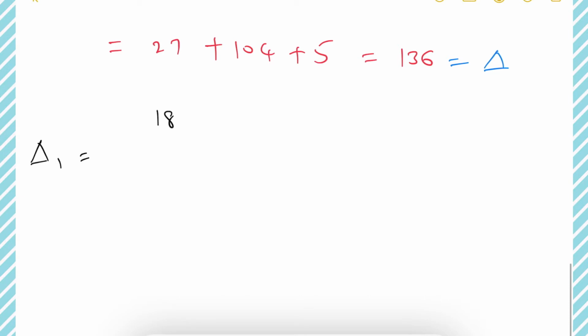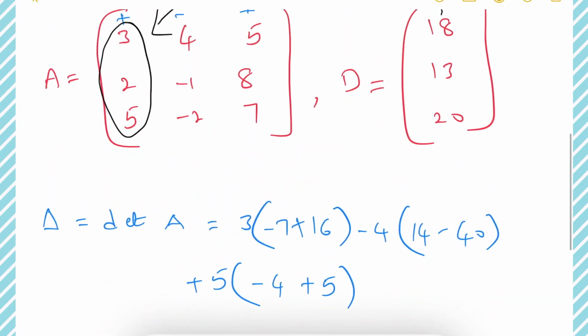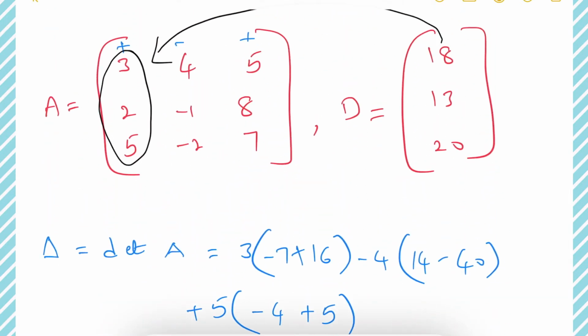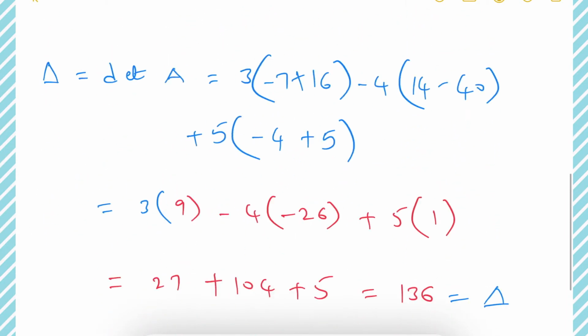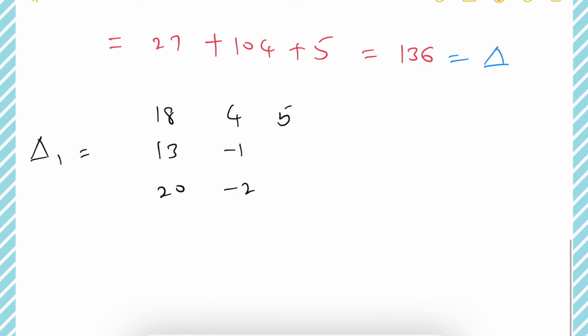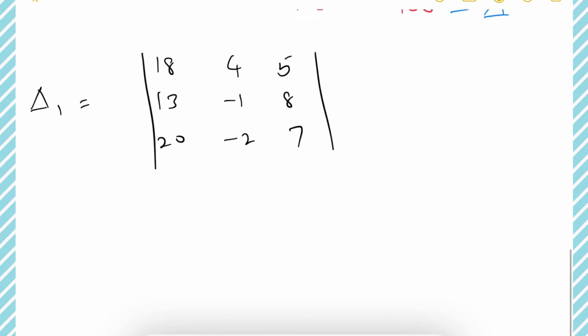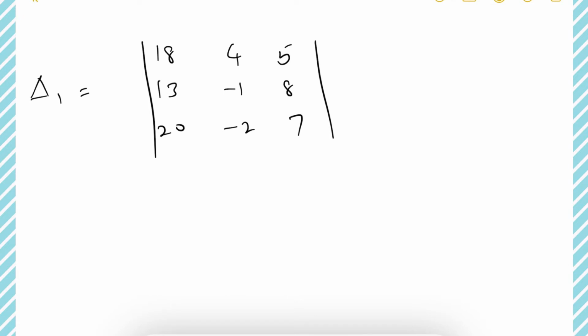First column will be 18, 13 and 20. Next, the second column and third column as they are, that is 4, minus 1, minus 2, and third column 5, 8, 7. Okay, now for this one, we need to find out the determinant. This is plus, it is minus, and it is plus.